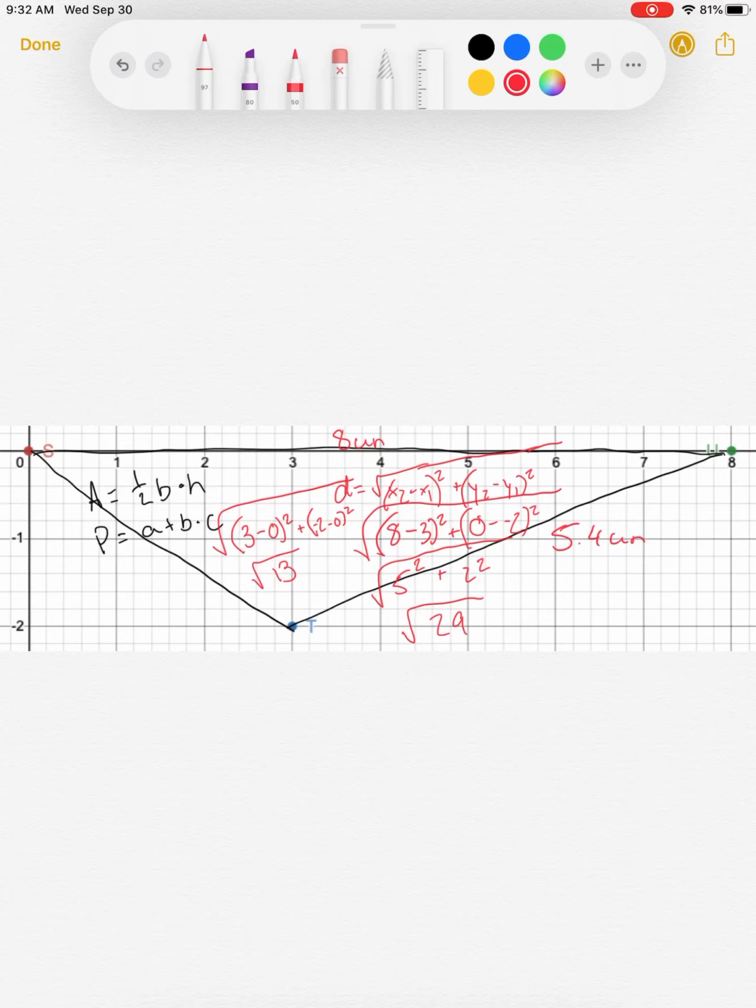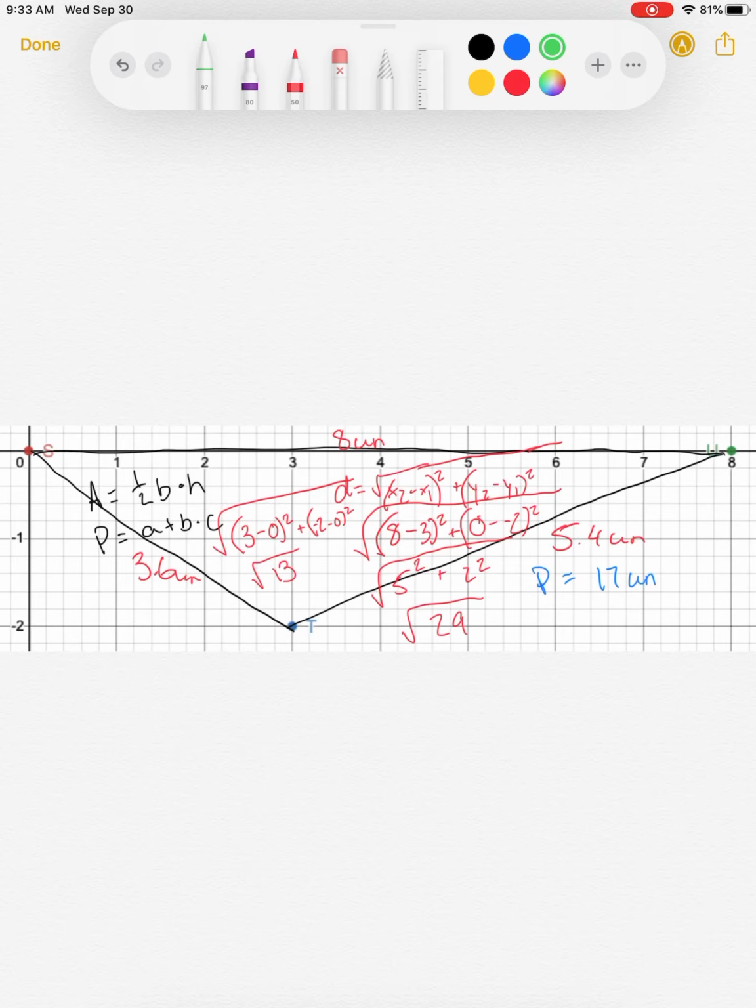Now I'm going to use my calculator to get the approximation. The square root of 13 is 3.6 units. So now that I have all three of my sides, I can find the perimeter. My perimeter is going to be 3.6 plus 5.4, which is 9, plus 8, so it's 17 units.